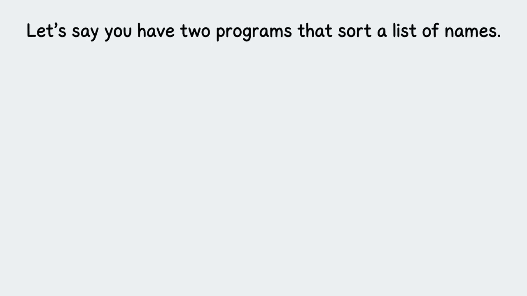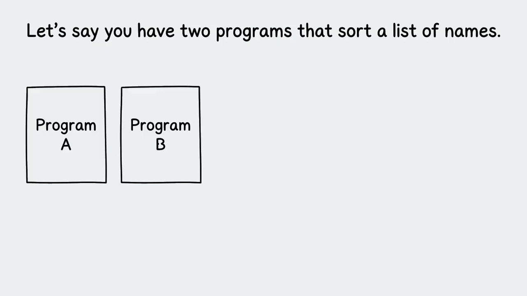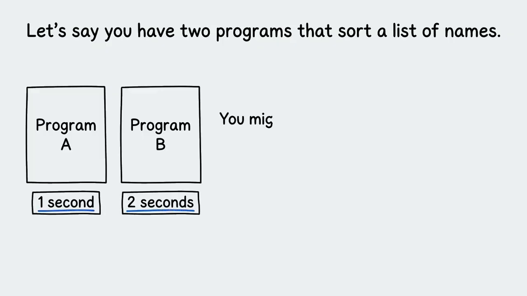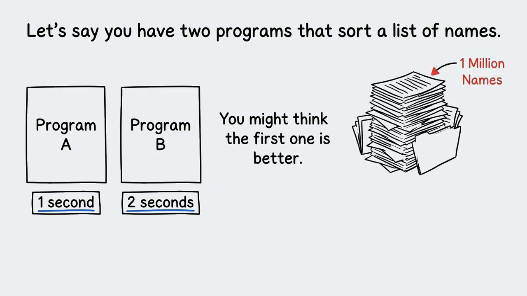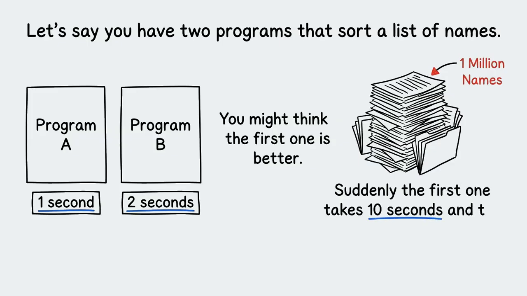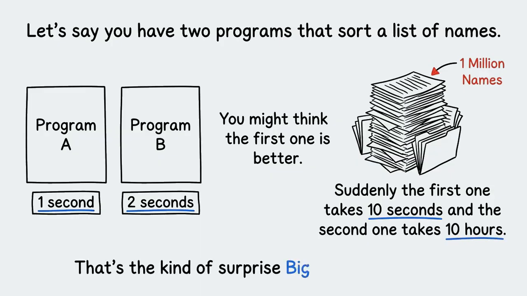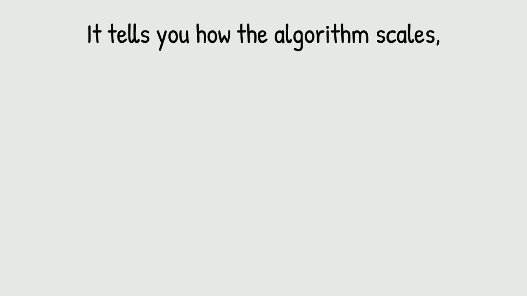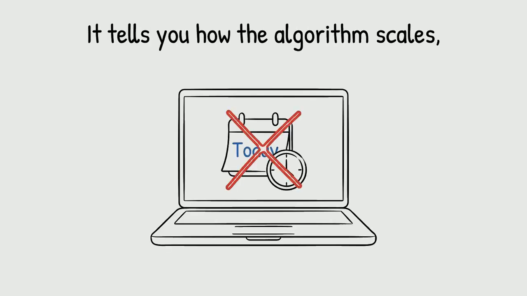Let's say you have two programs that sort a list of names. One takes 1 second, the other takes 2 seconds. You might think the first one is better, but what if you give them a list of 1,000,000 names? Suddenly, the first one takes 10 seconds and the second one takes 10 hours. That's the kind of surprise Big O helps you avoid. It tells you how the algorithm scales, not how fast it runs on your laptop today.